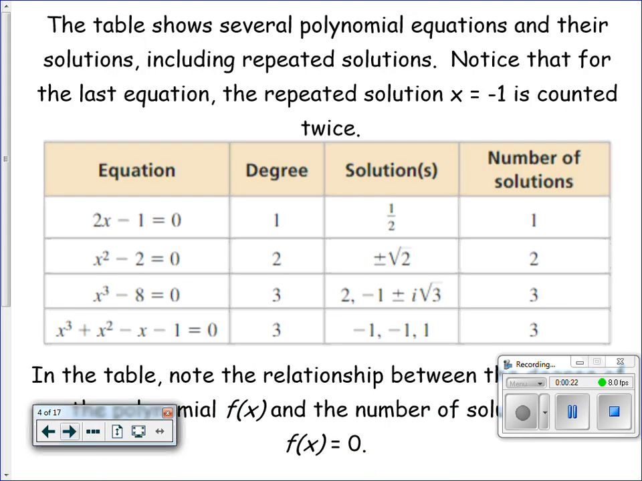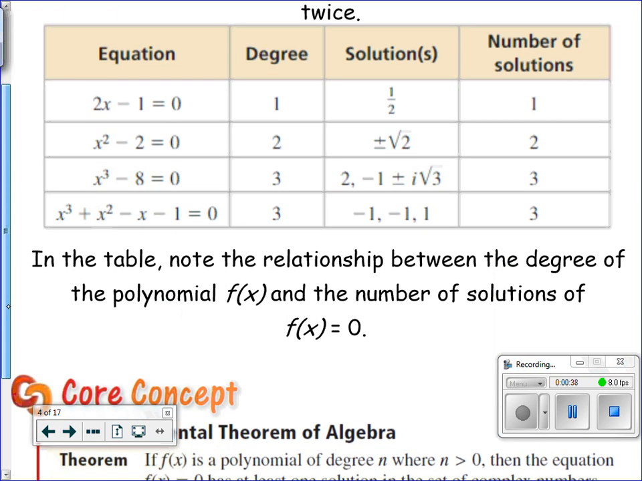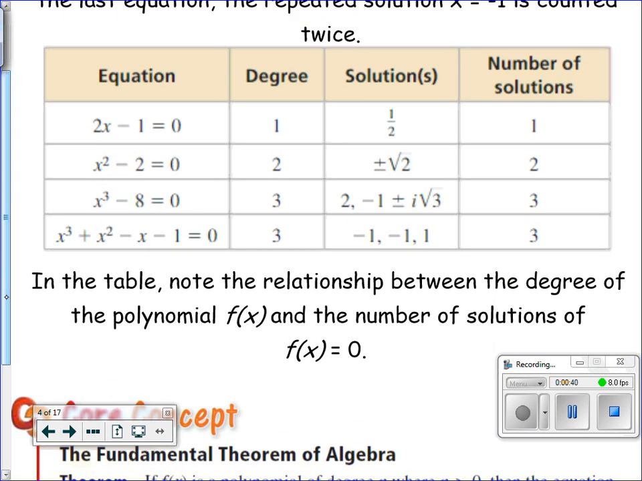The table shows several polynomial equations and their solutions, including repeated solutions. So we kind of talked about that in the last couple of sections. Notice that for the last equation, the repeated solution, x equals -1, is counted twice. So when you're looking at this, notice that this is linear. It has an exponent of 1. It has a degree of 1, and the number of solutions is 1.